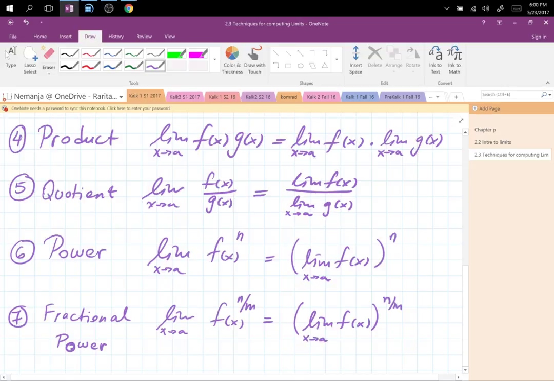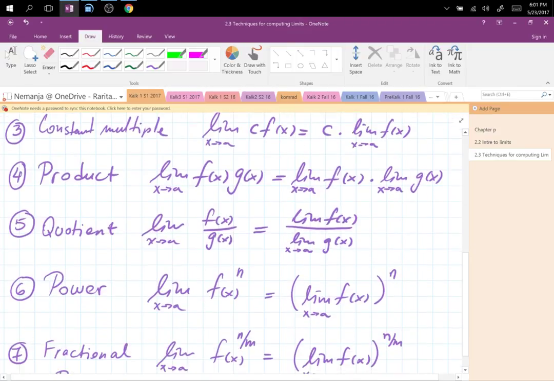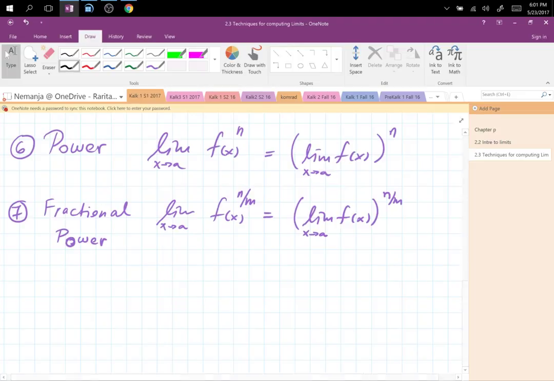Ta-da. So those are the limit laws. Do you need to know this? I hope you will know it, because all it says is that you can work on each individual term independently. That's all it is. So no matter how complicated the problem looks, if you can decompose it and compute, that's great.